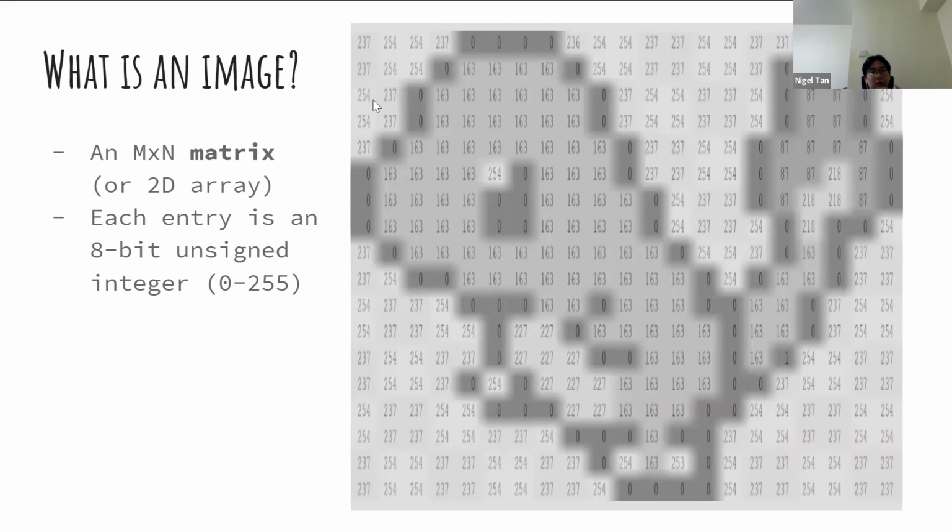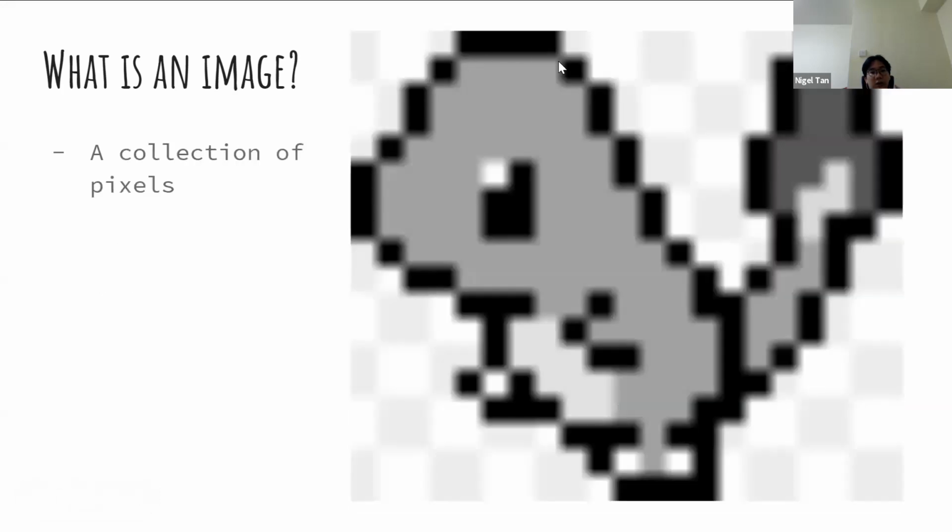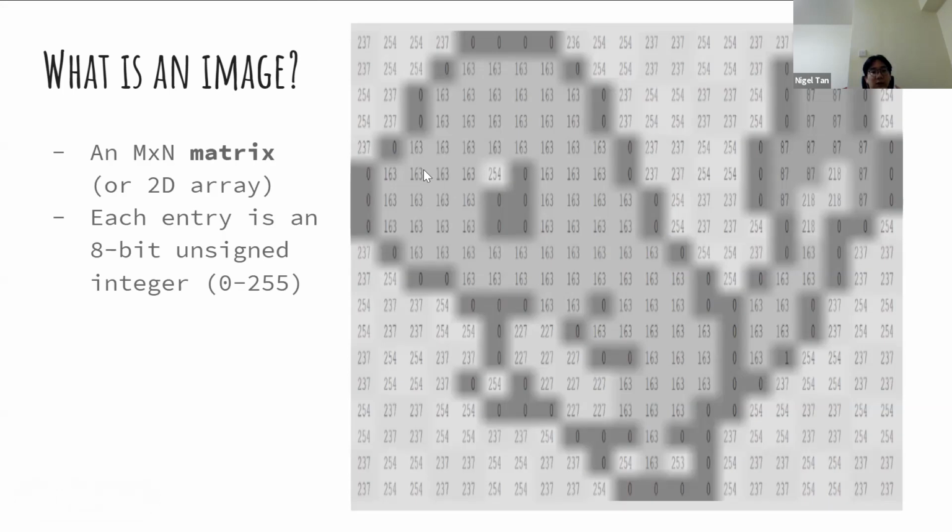So a 2D array, where each entry is an 8-bit unsigned integer from 0 to 255. 0 means black and 255 means white. If you take a look at the original image, the outline of Charmander is very black and the eye is white. So you can see in the corresponding pixel values, it's 0 all the way for the outline because it's black, and it's 254, very close to white, for the eyes. So this is what the numbers mean.